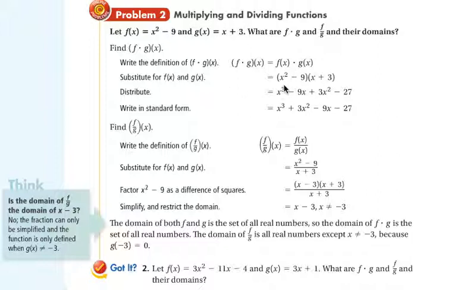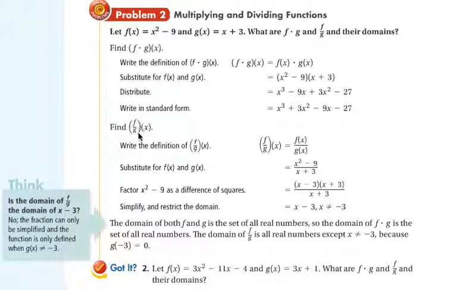Using our distribution, we can multiply the first one, x squared times x, then x squared times 3. Then we're going to multiply negative 9 times x and negative 9 times 3. We'll get these four terms. Now, it tells us to write it in standard form, so we're going to put them in descending order. This is an exponent of 3, then an exponent of 2, then an exponent of 1, and an exponent of 0. Putting those all together, we have it now in standard form.